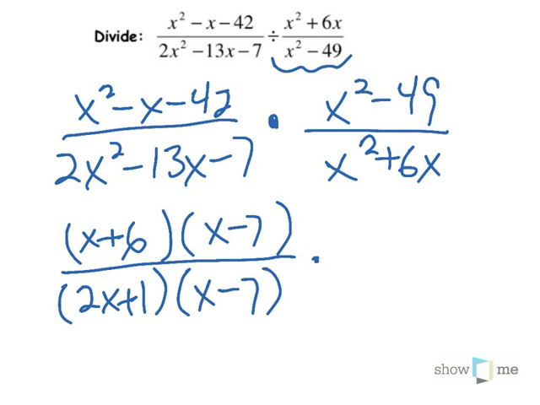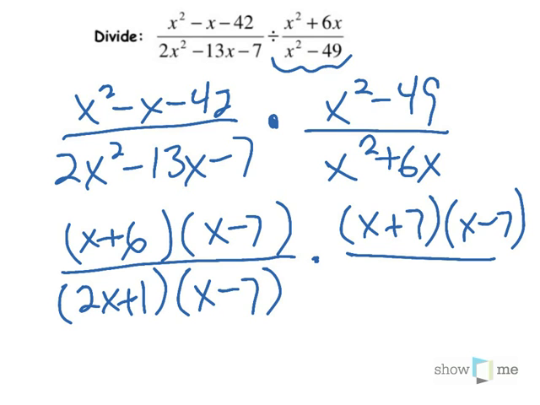Okay. This top polynomial here, that x squared minus 49, is what we call a difference of squares, and it factors into x plus 7, x minus 7. And that bottom polynomial has the greatest common factor of x. So that's all I'm going to factor here. And when I factor it out, I get an x plus 6.